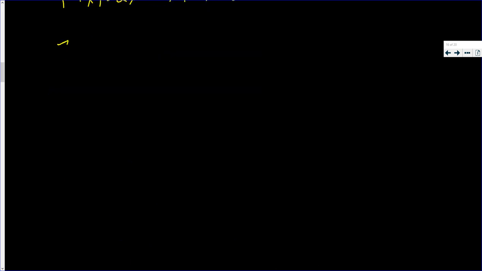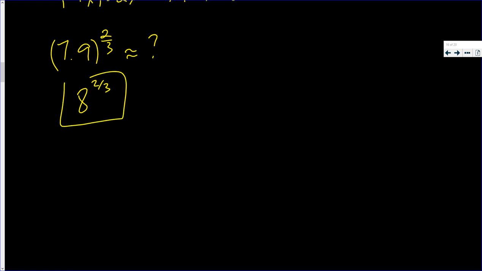Suppose we want to figure out what 7.9 to the 2/3 is. What is this approximately equal to? Okay. Well, I know what 8 to the 2/3 is because this is asking what times itself 3 times gives me 8, and that answer is 2. 2 times 2 times 2, yep, that's 8. And then I have to square my answer. So yeah, I do know what 8 to the 2/3 is.